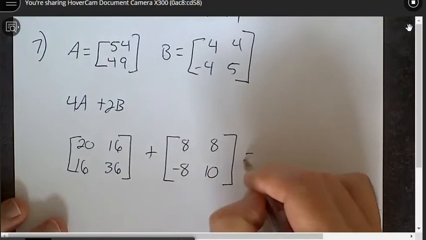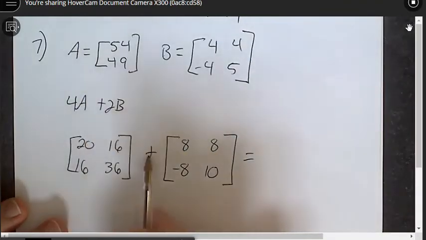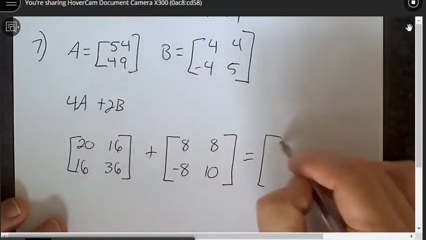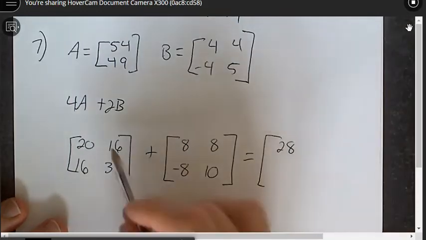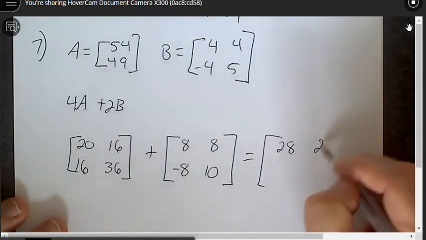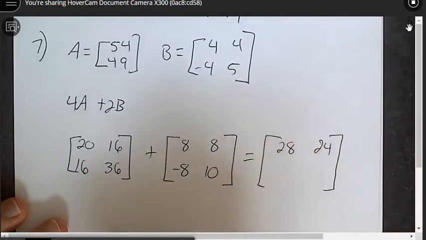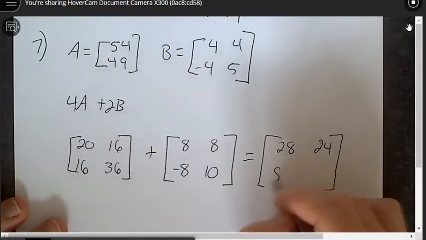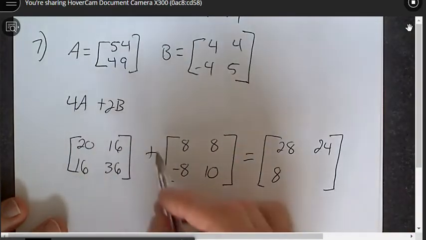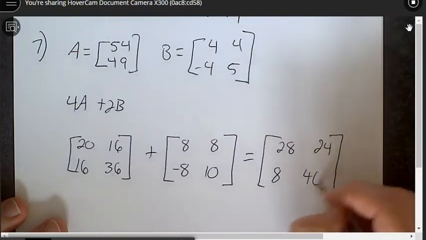And then at the end, we're just going to add those two things together. 20 plus 8 is 28. 16 plus 8 is 24. 16 plus negative 8 is 8. And 36 plus 10 is 46.